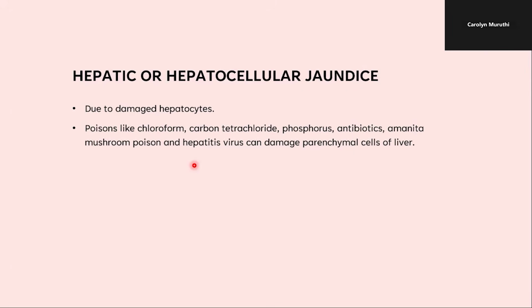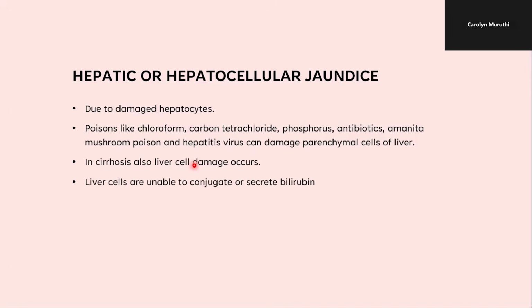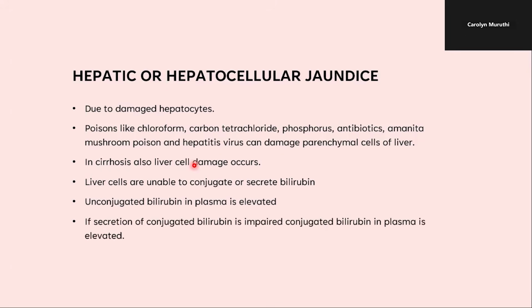And we find that poisons, including chloroform, antibiotics, and hepatitis virus, can cause damage to the liver, and cirrhosis will also cause damage to the liver. And so therefore, the hepatocyte will not be able to conjugate or even secrete bilirubin. And this will result in elevated levels of unconjugated bilirubin in plasma.